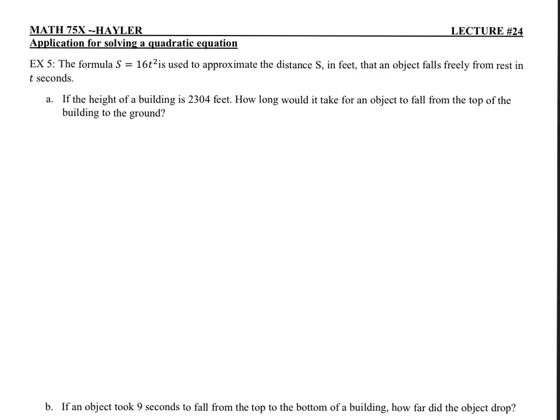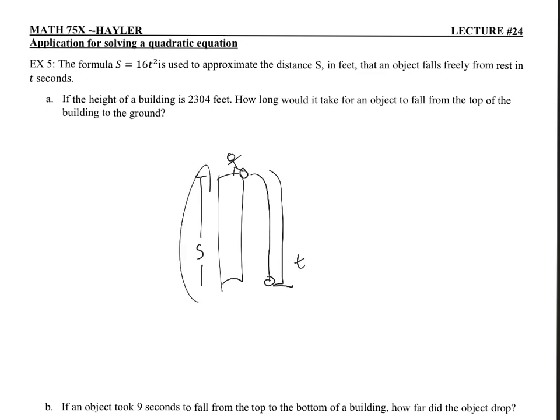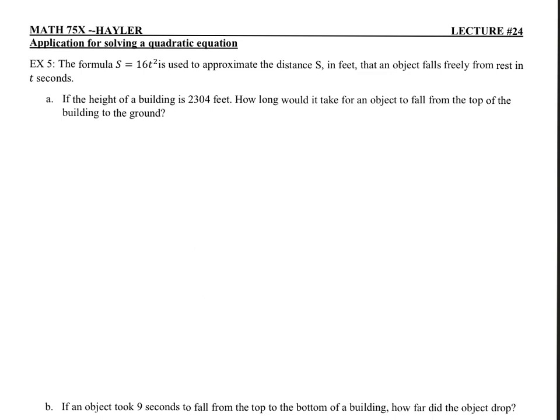For example 5, we have a formula, s equals 16t squared, used to approximate the distance s in feet that an object falls freely from rest in t seconds. A small drawing would be a building, s feet off the ground, with an object that someone kicks off, and the ball falls and hits the ground. So t is the amount of time it takes to hit the ground, and s is the height. I shall sadly have to erase my beautiful drawing.